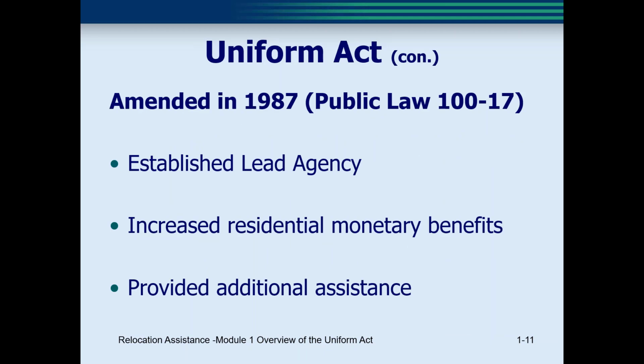So in 1987, the Uniform Act was amended. The U.S. Department of Transportation was appointed the lead agency. The DOT then delegated this responsibility to the Federal Highway Administration. So through this amendment, Congress increased the amount of payments for the displaced residential persons. Additional assistance for previously unforeseen needs, such as reestablishment expenses, were also addressed in this amendment.